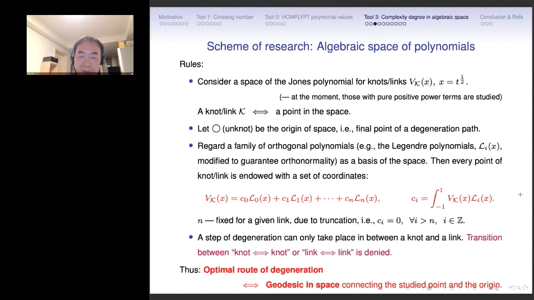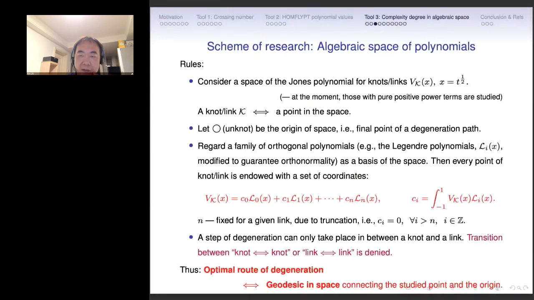Here? Yes. This VK, is it the Jones polynomial? That's right. Yes, Jones polynomial. Yes. Okay. We are using this to compute the coordinates. I see. So there is this unique determination of the C constants for the given knot. It is unique. Yes, it is unique. Yes. Each point in the space represents a knot through its Jones polynomial. Fixed for a given link.